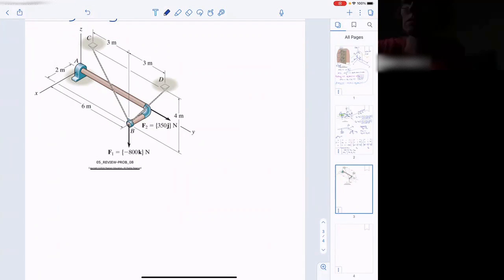We're told that it's supported by a journal bearing at A. Remember, a journal bearing is free to slide along the axis, along the pole. And we've also got a cable from B to C and a cable from B to D. And we've got a couple of forces, an F1 that's downward and an F2 that's pointed in the positive Y direction. So first thing we're going to need is a quick free body diagram of the bar.